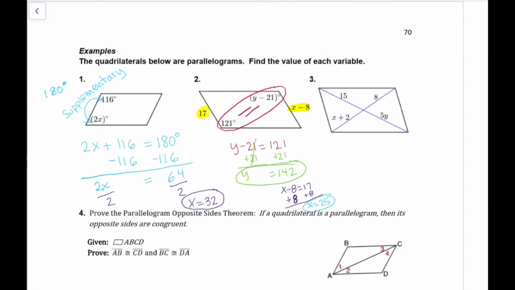On example 3, we have a parallelogram, and parallelogram diagonals bisect each other. So x plus 2 is going to equal 8. I'm going to subtract 2 from both sides of the equal sign, and x will equal 6. I also have 5y equals 15. I divide both sides by 5, and y equals 3.